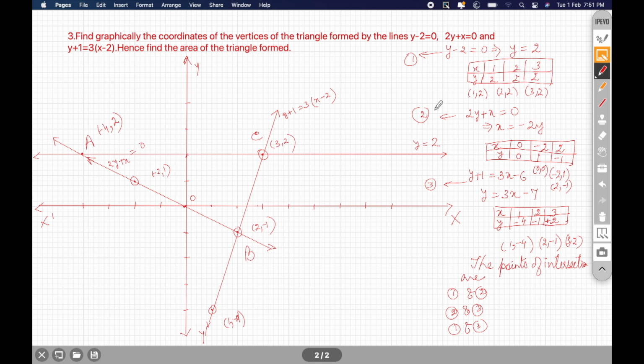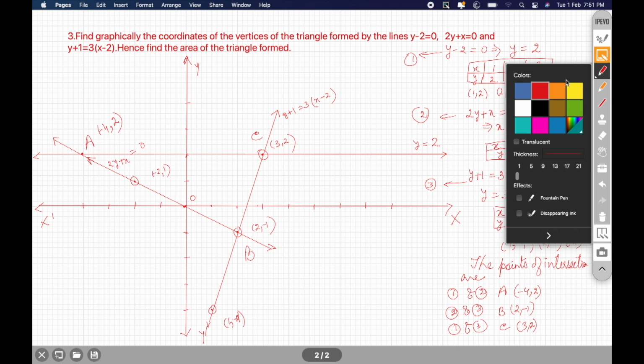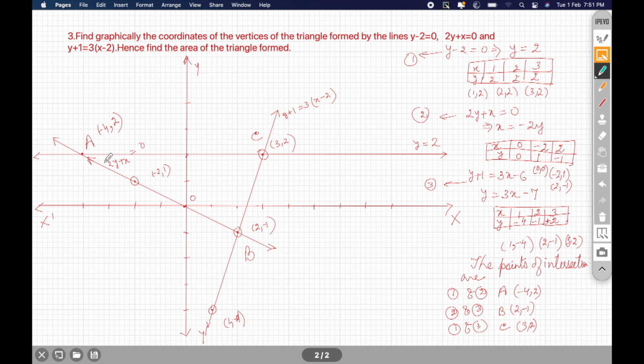So let us check between 1 and 2. This is equation 1 and this is equation 2. So 1 and 2 have intersected at the point A. So it is minus 4, 2. 2 and 3 have intersected at the point B with coordinates 2, minus 1. 1 and 3 have intersected at the point C with coordinates 3, 2. So now let me shade the area with a different color so that you identify the triangle correctly. So it is this triangle whose area is to be found out.